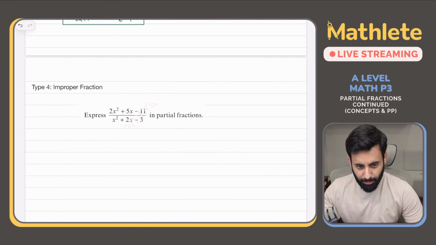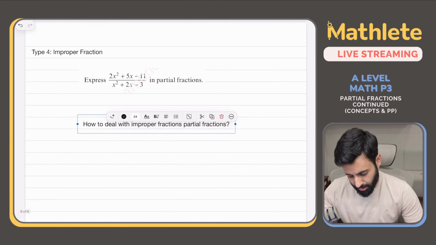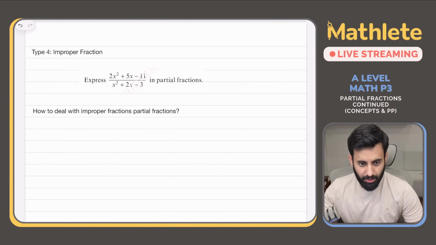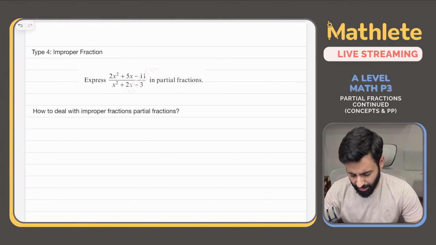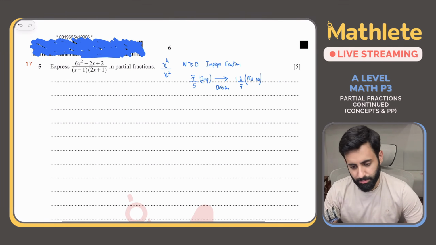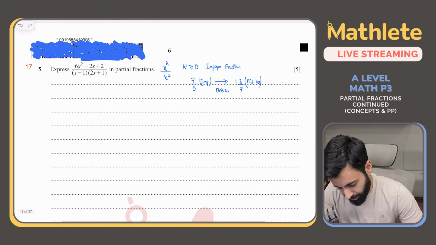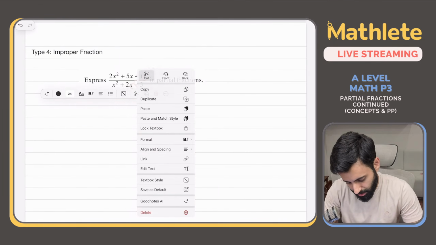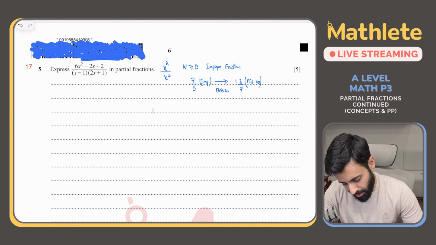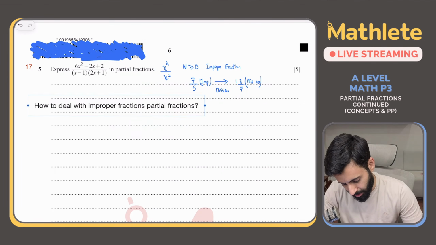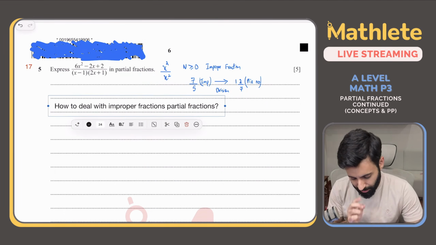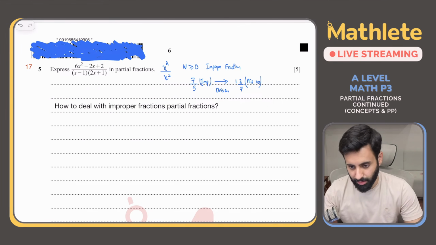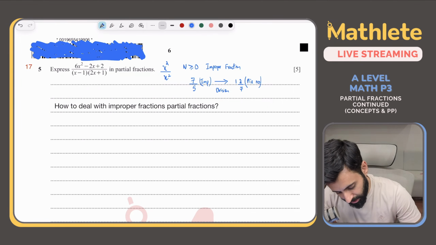How to deal with improper fractions? It's basically done in 3 steps. Let me explain the steps through a past paper question. So step 1, if you're dealing with an improper fraction, I'll write this over here: how to deal with improper fractions in partial fractions. Step 1 is that we're going to do long division.